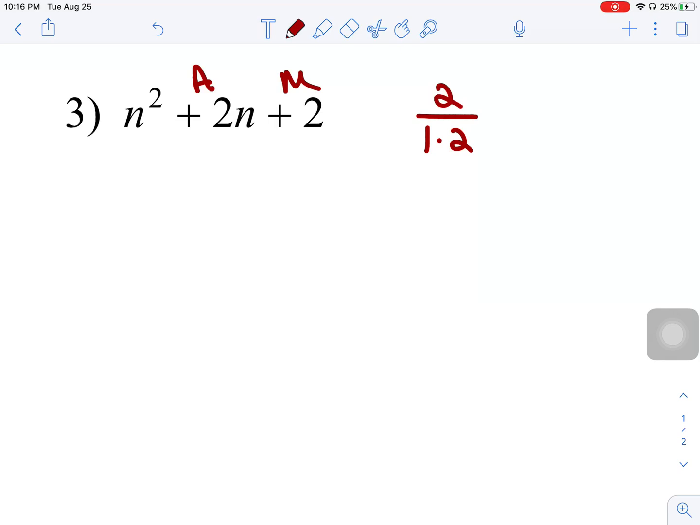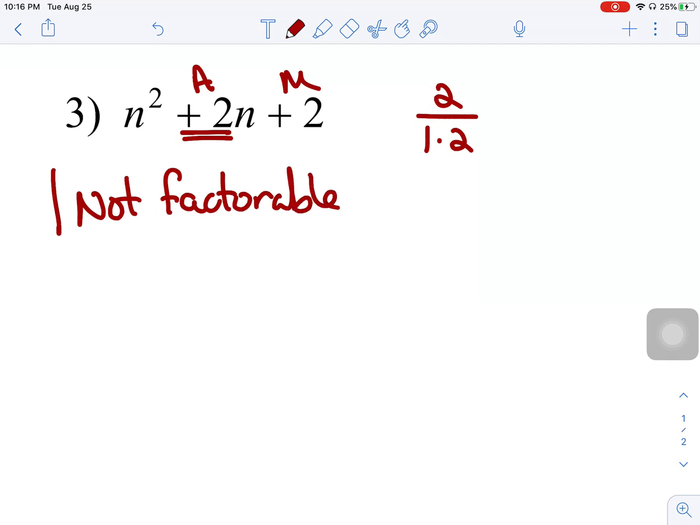And while 1 times 2 does multiply to 2, I can't take 1 plus 2 and make this middle term. So if that happens, and it doesn't happen often with these problems, but here's the deal. Not every expression is factorable. So this particular example is not factorable for what we just tried to do.